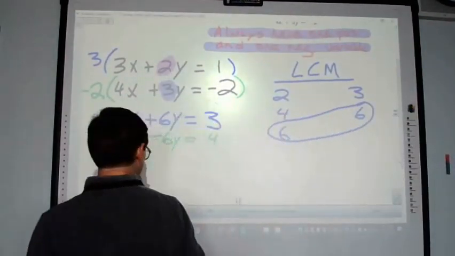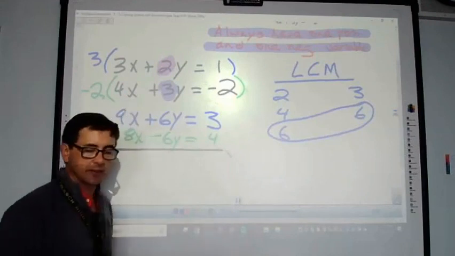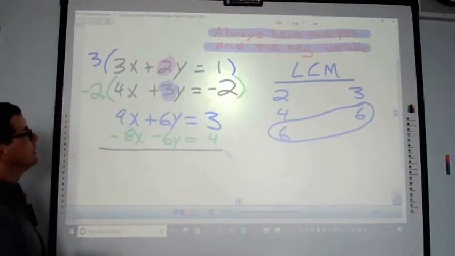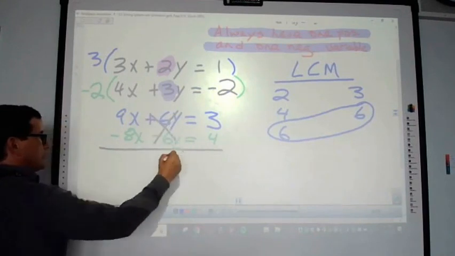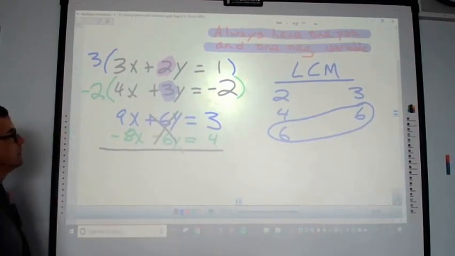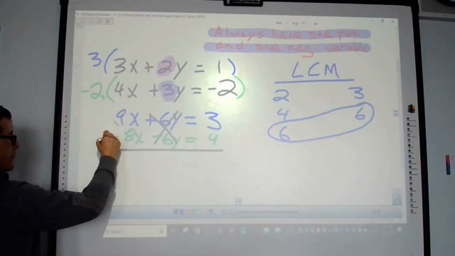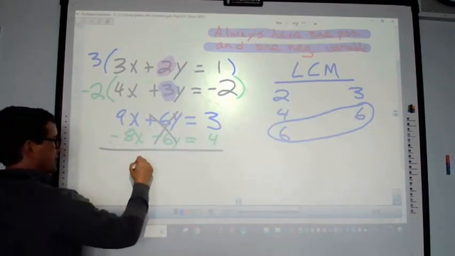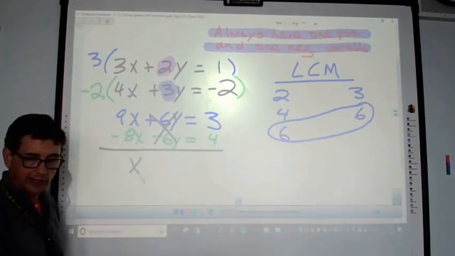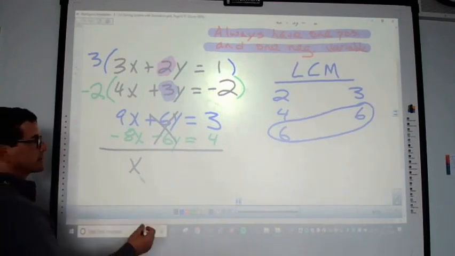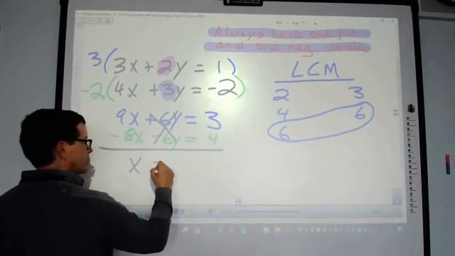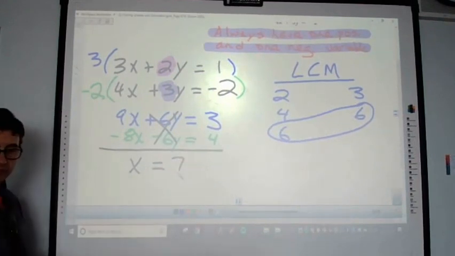Again, I'm always thinking along the way to make sure I did it correctly. So all I do is combine like terms vertically. The y's cancel. 9x minus 8x is just x. You can write 1x. It doesn't matter if you write the 1. 1 times x is still x. 3 plus 4 is 7.